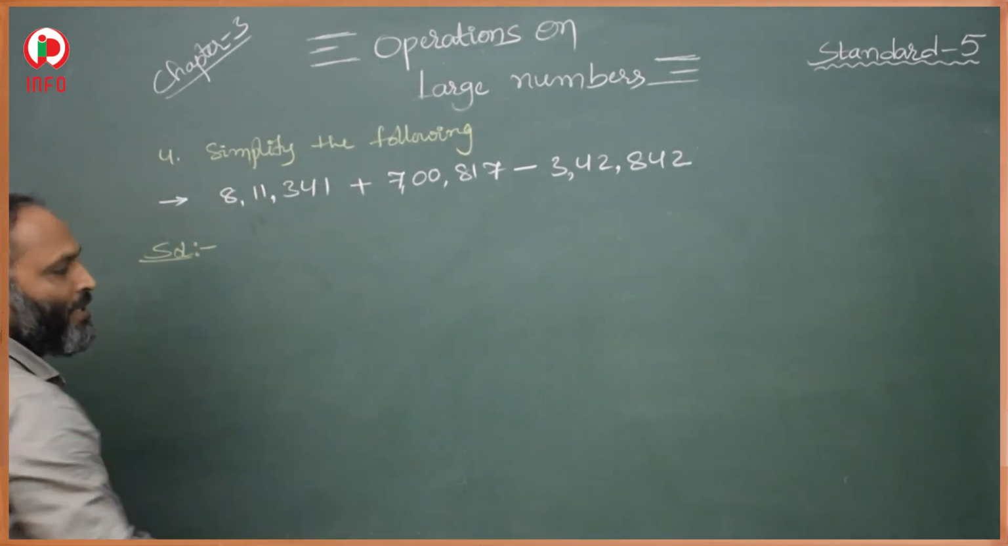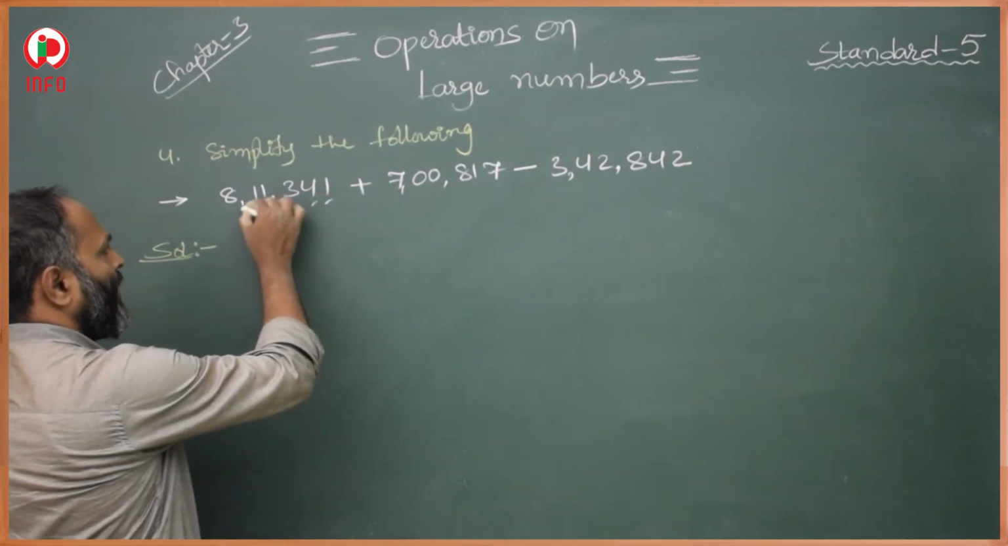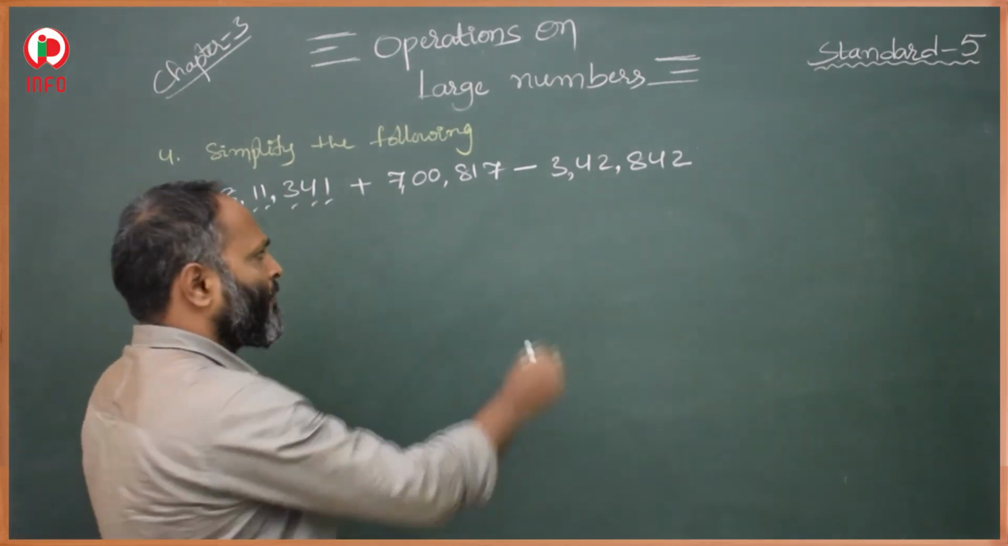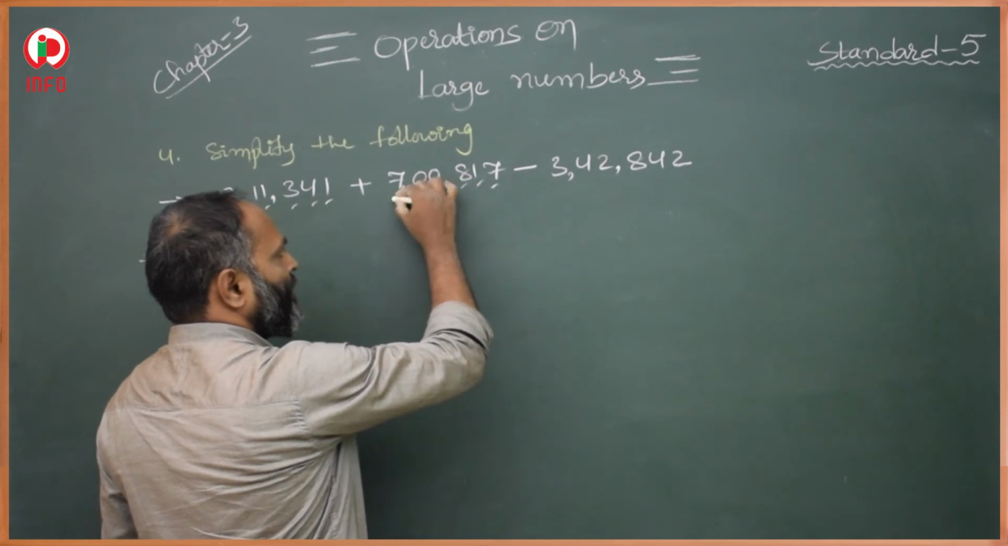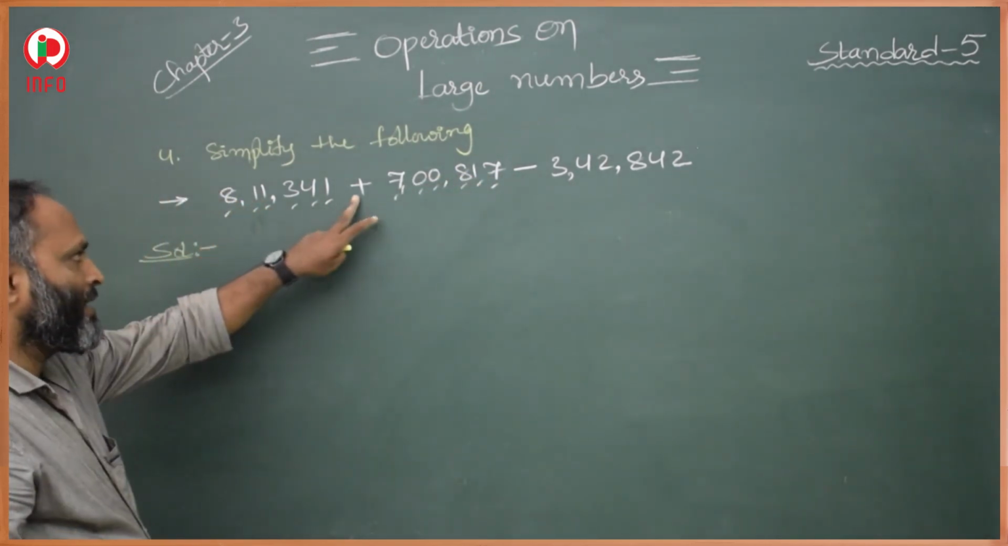First, how many digits are there here? First you have to check. 1, 2, 3, 4, 5, 6. In the second, 1, 2, 3, 4, 5, 6. 6 and 6 digits were there. Then the first sign is addition.